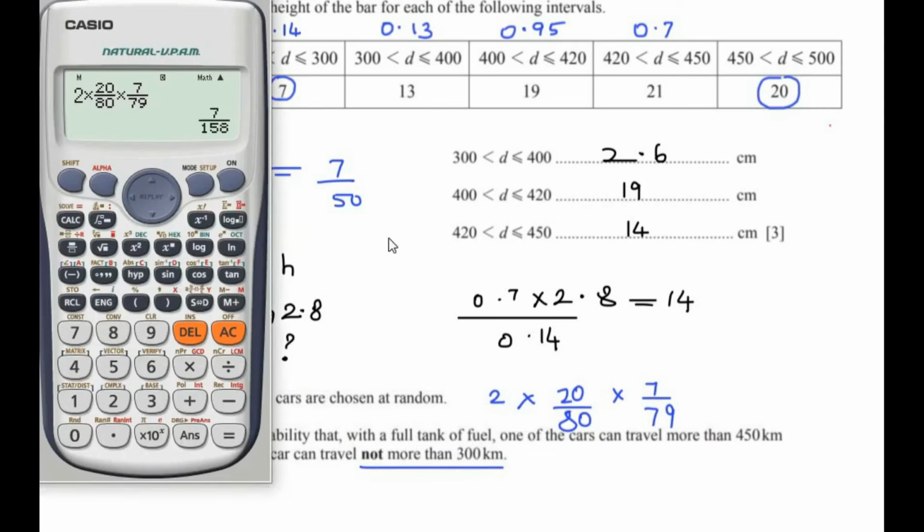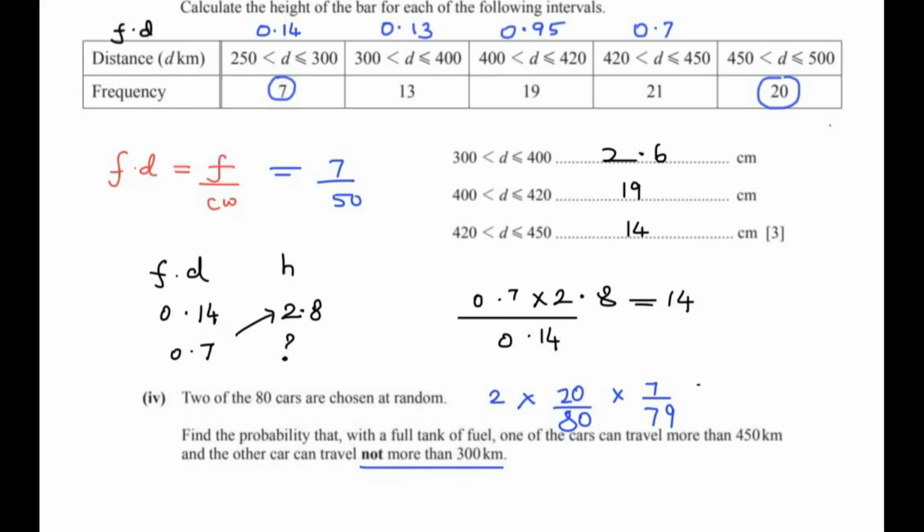So this is equal to 7 over 158. So let us write here 7 over 158. So this is the probability that satisfies the given condition. Let us move on to the next question now.